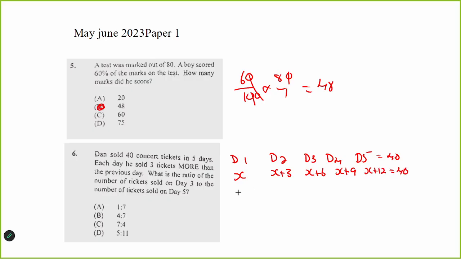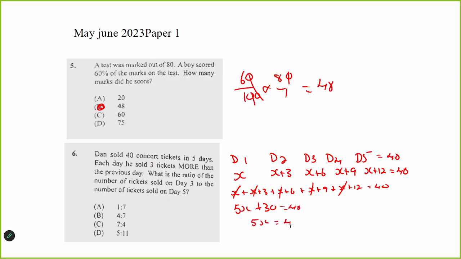So then we add this all up. X plus 3 plus X plus 6 plus X plus 9 plus X plus 12 is all equal to 40. How many X's do we have? We have 5 X's. Let's cross it off. 1, 2, 3, 4, 5. And 3 and 6 is 9. 9 and 9 is 18. 18 plus 12 is 30. So 5x plus 30 is equal to 40.